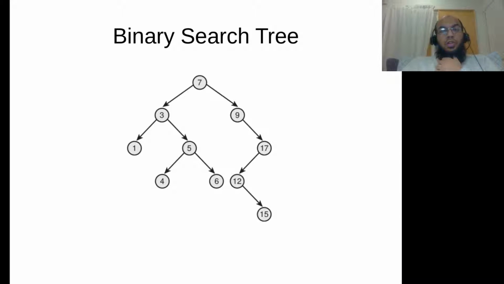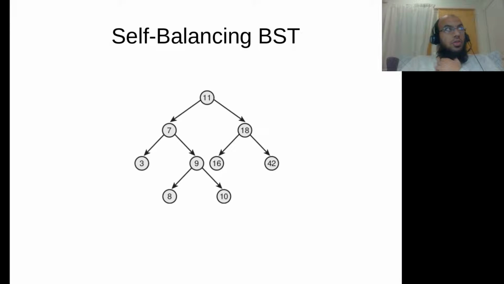And then you would try to balance the tree. The whole idea of binary search trees is that you try to have them balanced as much as you can. A self-balancing binary search tree will look something like this, and you will not have a lot of dangling nodes.